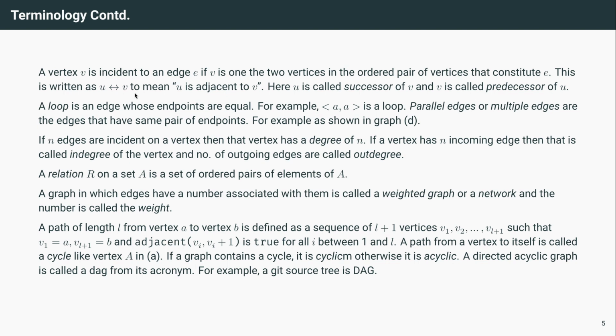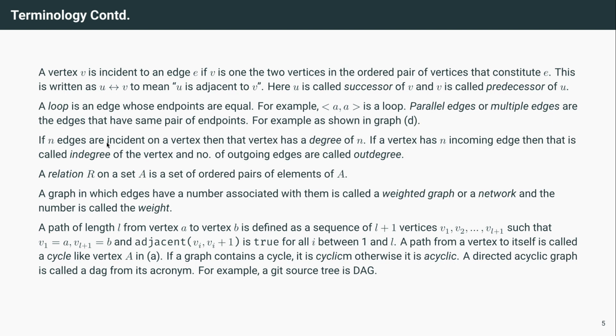Now the loop which is on the node A in graph A and B is called a loop, where the endpoints of the edge are equal. This would be in the angular bracket, we show it as A comma A. Parallel edges or multiple edges are edges that have the same pair of endpoints. For example, it is shown in D.